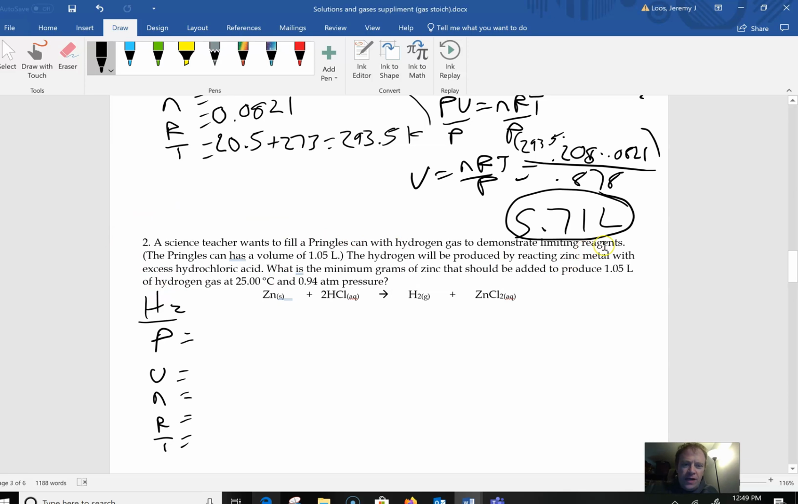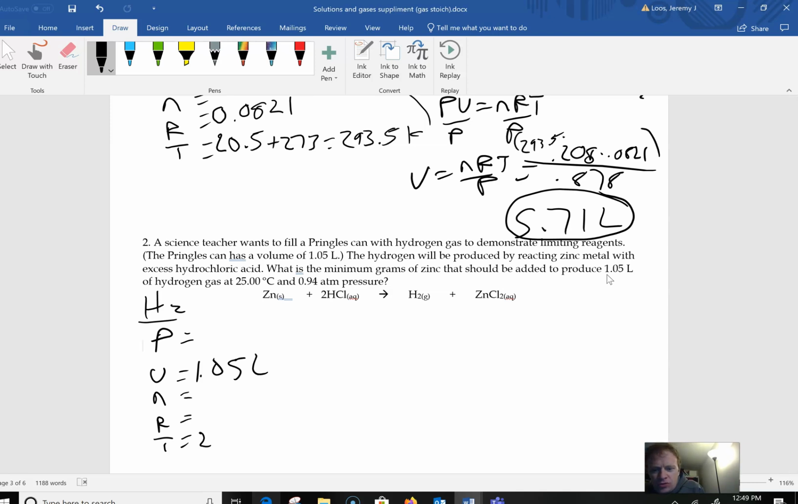So we're trying to fill a Pringles can with hydrogen gas, and it gives us the volume of the Pringles can. Hydrogen will be produced by reacting zinc metal with excess hydrochloric acid. What is the minimum grams of zinc that should be added? So we're trying to make 1.05 liters of hydrogen. That's what we're trying to make.